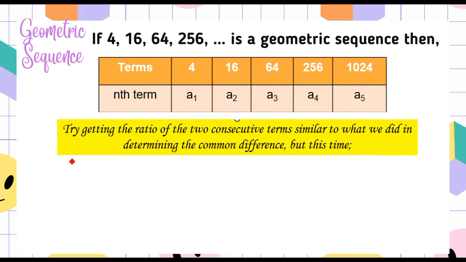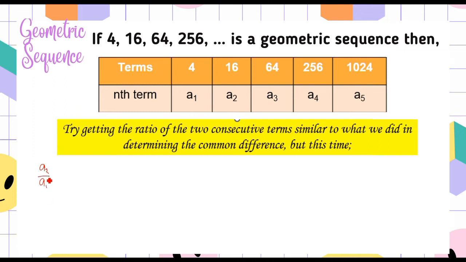So, we will get yung ating a sub 2 over a sub 1. So, kung nung nakaraan sa ating arithmetic sequence, ang ginagawa po natin ay a sub 2 minus a sub 1, a sub 3 minus a sub 2. Ganon din po dito. Dito naman ay naka-ratio.